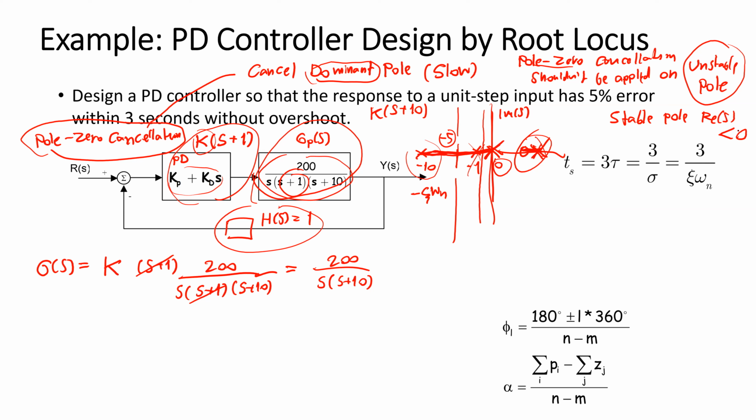Come back to our problem. We decide to cancel S plus 1 by the pole-zero cancellation technique. And now in the root locus, we only have P1 equal to 0, P2 equal to minus 10. And when we plot the root locus, again, we have 0 and minus 10.